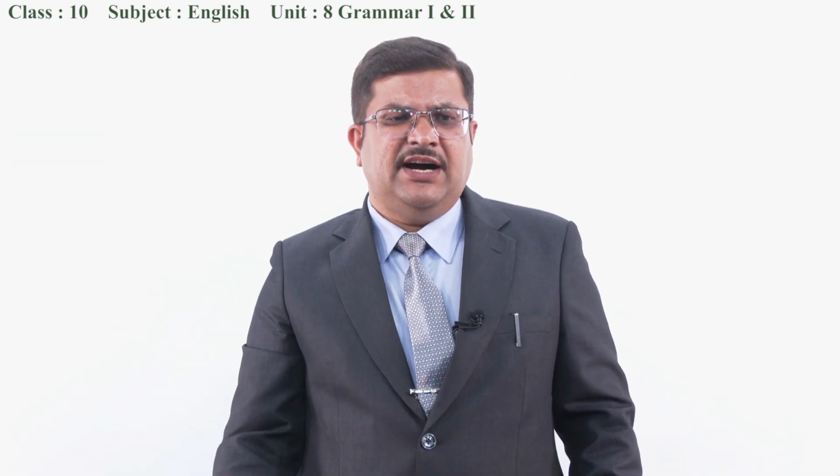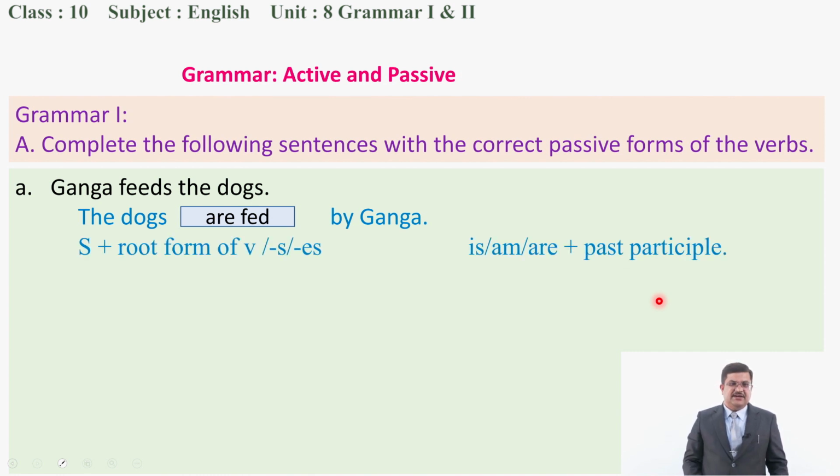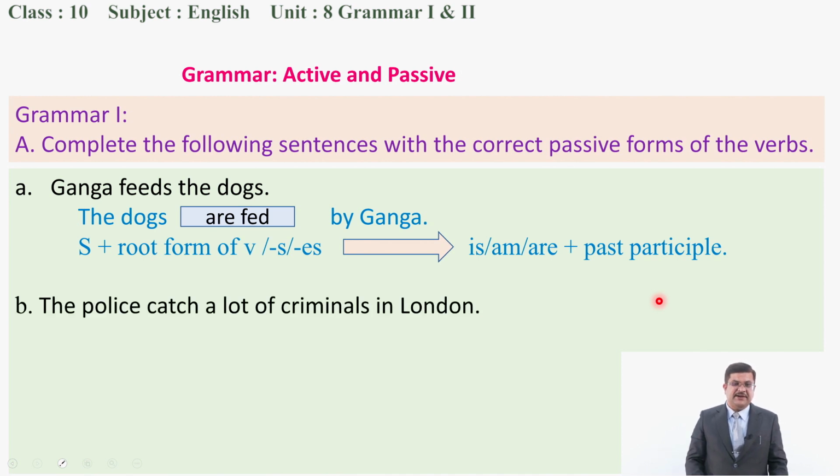Now grammar first. Complete the following sentences with the correct passive forms of the verbs. Now we have already discussed Ganga feeds the dog. The dogs, what is the right answer? Are fed. Absolutely you're right. B. I have given you the structure. Subject with root form of verb, sometimes S or ES form of the verb. It changes into is, am, are with past participle form of the verb. By Ganga. Okay. The dogs are fed by Ganga.